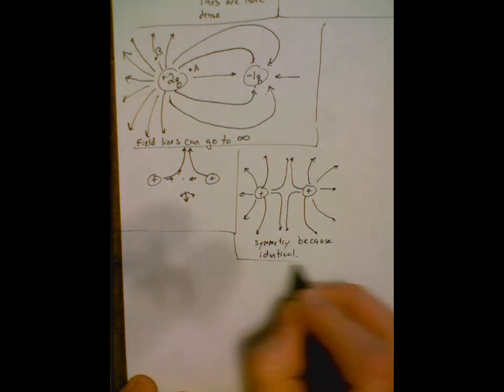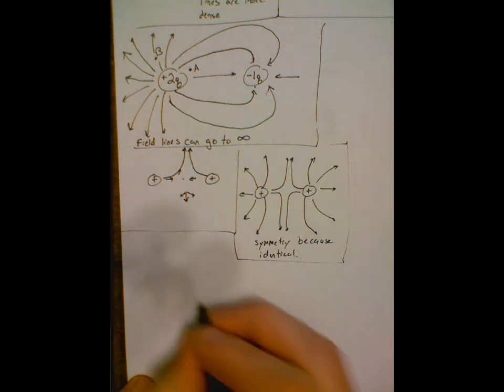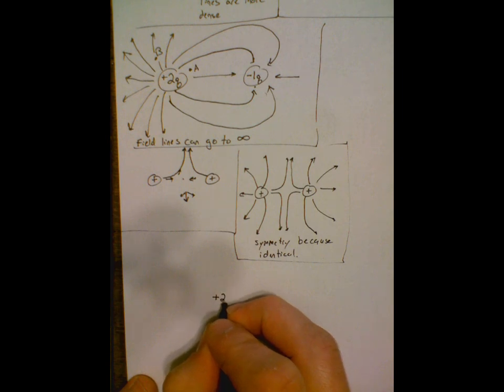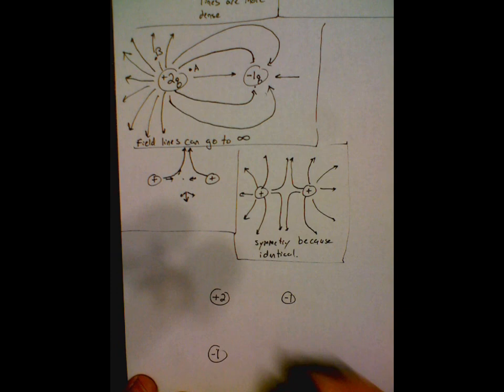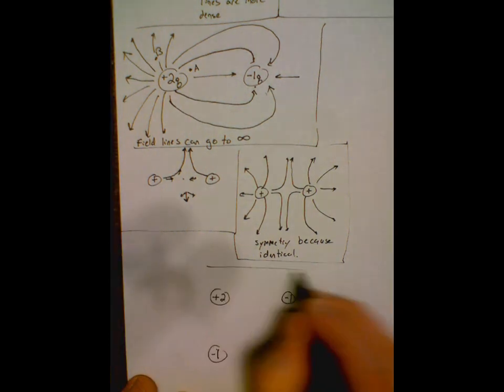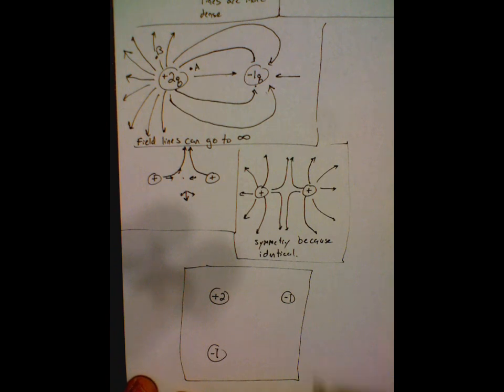Alright, I'm going to leave you with one to try on your own, and this is a homework assignment. I would like you to draw for me what it would look like if we had a plus 2, 2, minus 1s. That's your question. Sketch what you have, and then explain why.